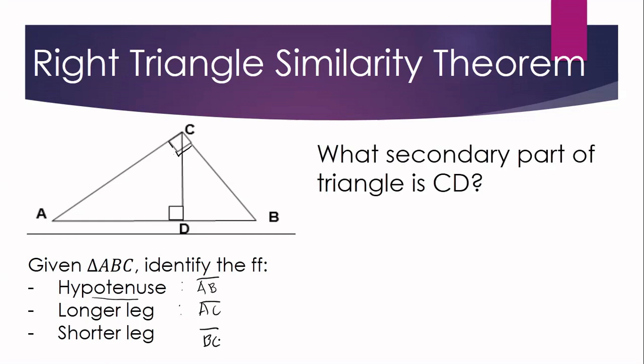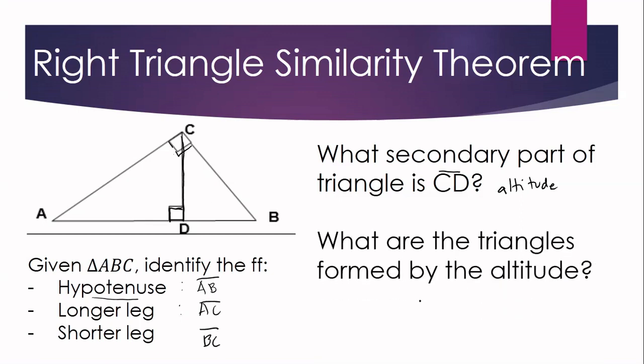Now, what secondary part of the triangle is segment CD? We have here a line segment, line segment CD. And if you look, line segment CD is perpendicular to our hypotenuse AB. What kind of secondary part is segment CD? Very good, this is an altitude. An altitude is a segment drawn from a vertex perpendicular to the opposite side. So segment CD is an altitude.